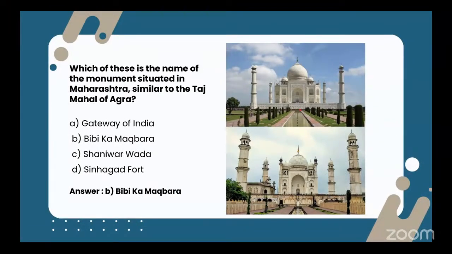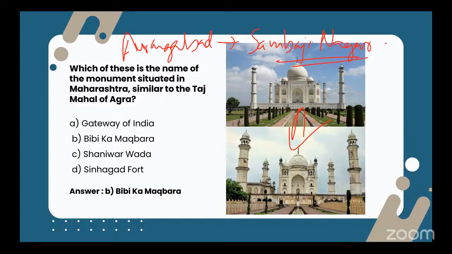You can see how similar these are. Or maybe we can say a cheap imitation of the Taj Mahal that you can see in Maharashtra. This is in a place known as Aurangabad, but later they have renamed it Chhatrapati Sambhaji Nagar. This is actually a mausoleum which was built during the reign of Aurangzeb, Aurangzeb and his son Azam Shah.